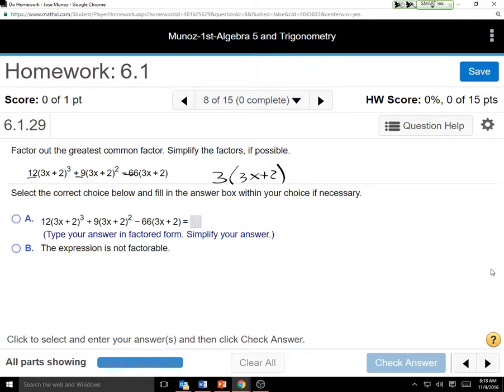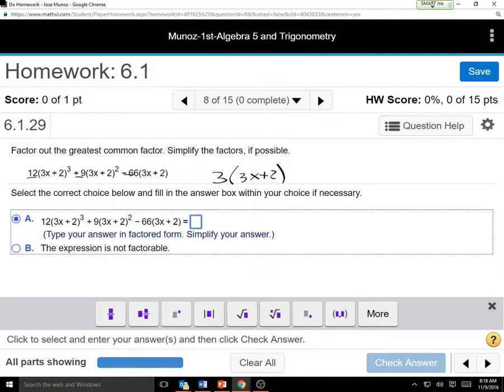Is there anything else that they have in common? Okay, now here's the deal. So I took that out. The instructions say type your answer in factored form. So that is factored form, so I'm going to leave it alone, okay? So all I'm going to type in there is 3. That's all you gotta do.